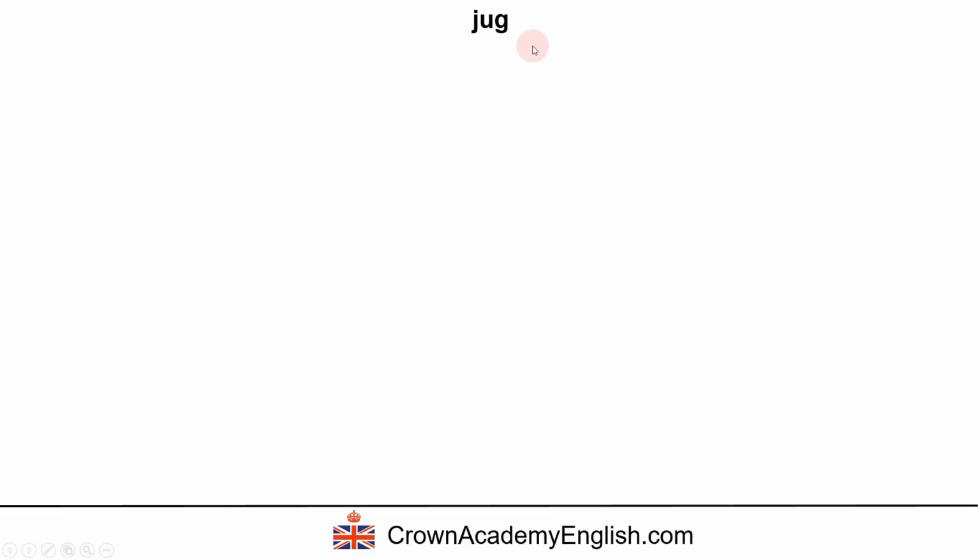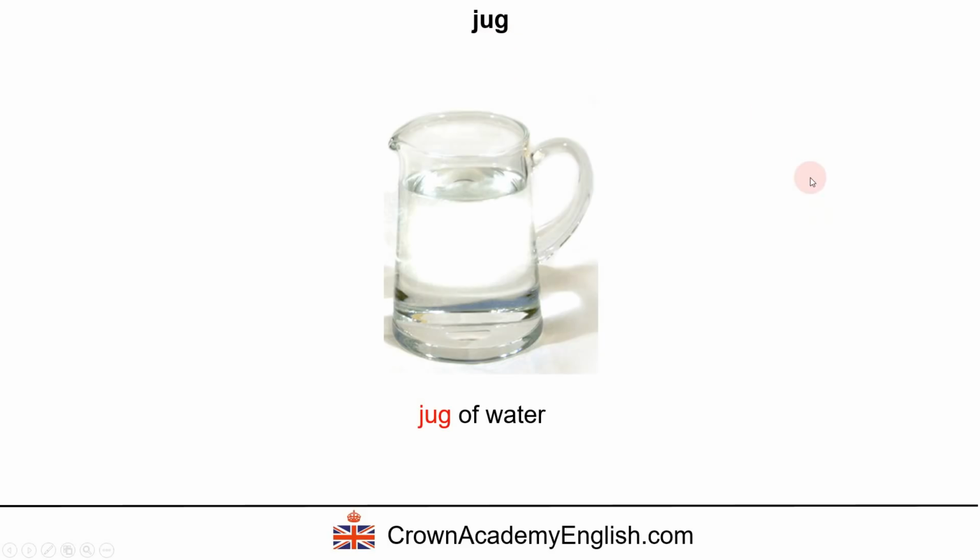Jug. This is a good one, jug. Listen again to the pronunciation. It's a j sound, jug. So here we have a jug of water. Okay, so we use a jug of water. So we fill the jug with water, and then we pour that water into glasses. Okay, so this jug contains water.